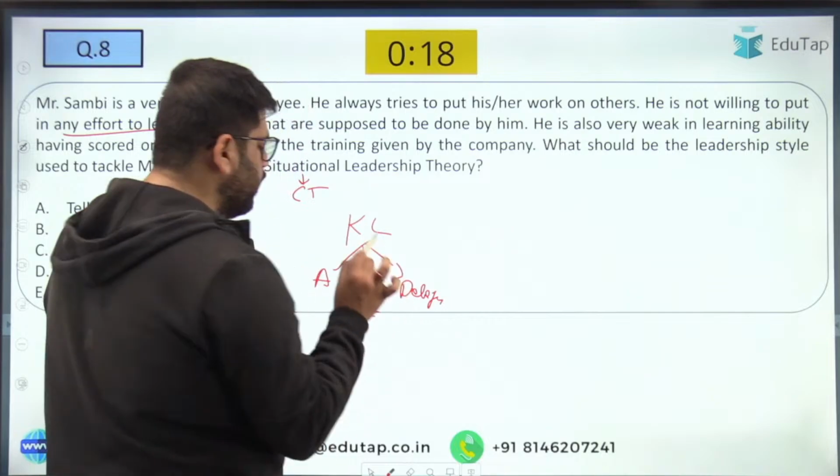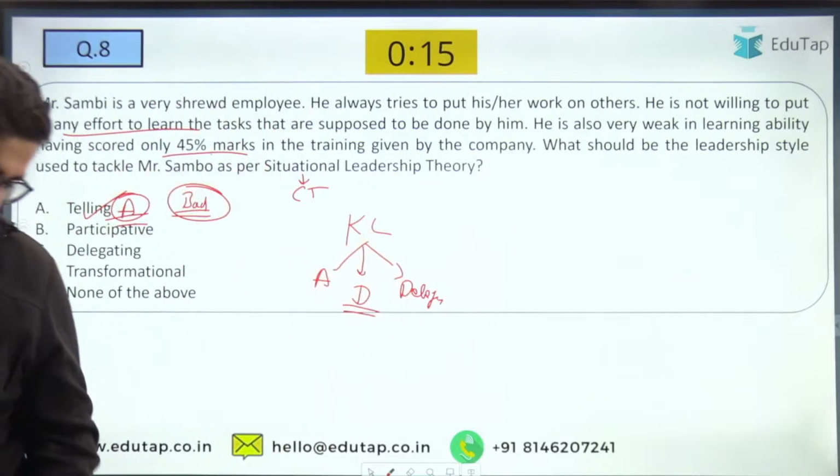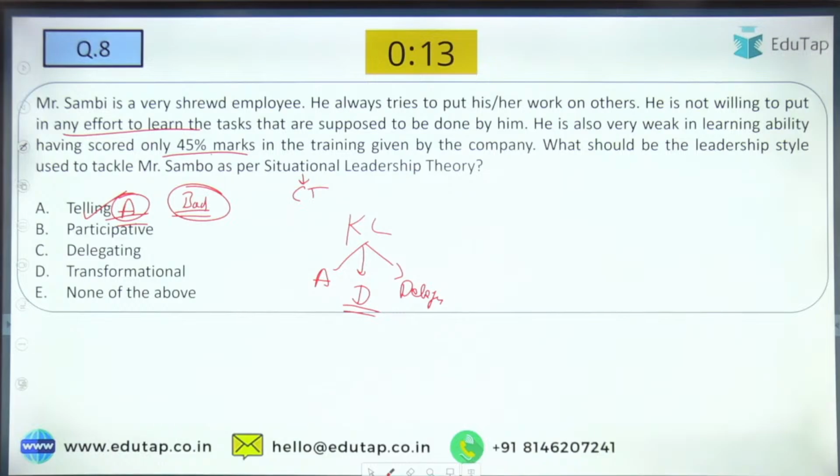Can you tell me the synonyms of democratic leadership? Can you tell me the synonyms of democratic?